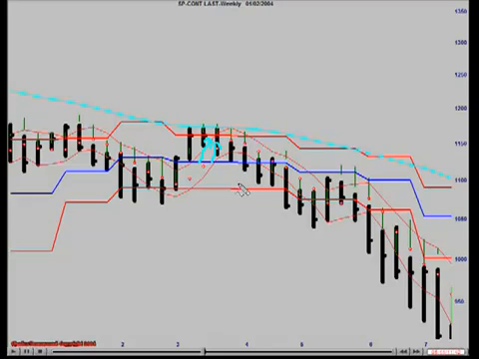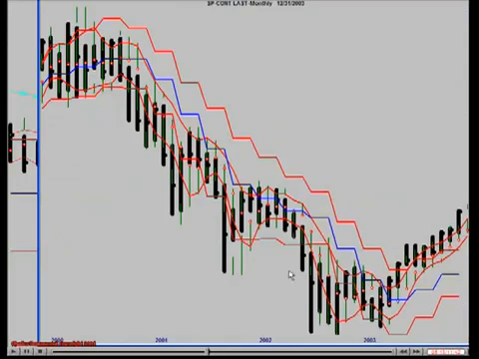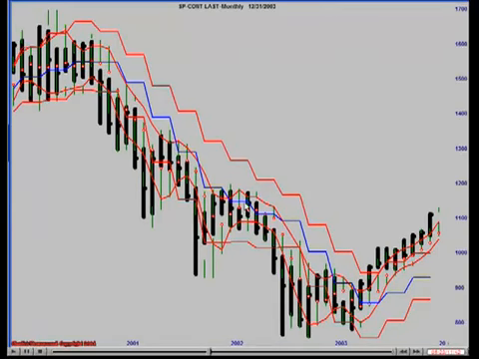So we'll take a look at the monthly. What price was that? Around 1150, 2002. 1150. Here we are. This is the monthly. There's the monthly envelope. That little red line there. So in January, February, March, right in here.